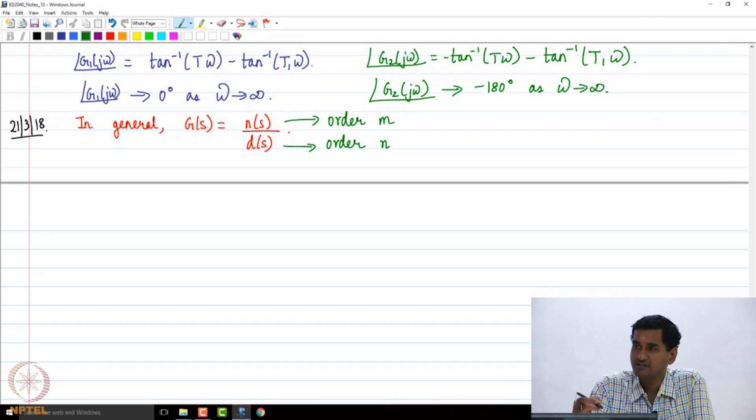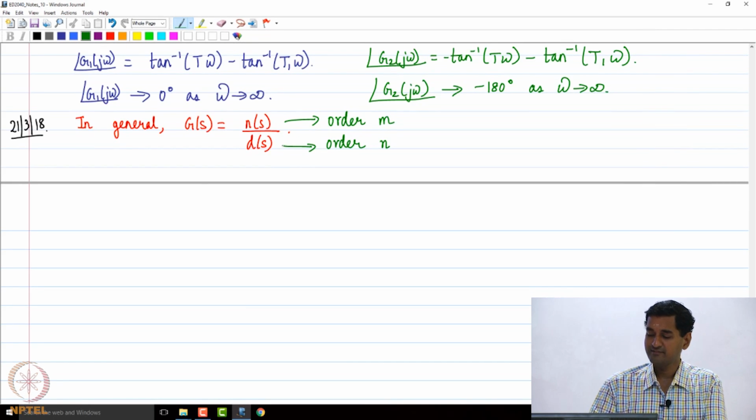Let's say in general you have a transfer function G(s), which is a ratio of N(s) and D(s). And let us say the numerator polynomial is of order m, the denominator polynomial is of order n. If you have a minimum phase system, assuming that all the zeros are in the left half of the complex plane, we can generalize the asymptotic value of the phase plot. Let me write down some general statements, and then we will discuss them.